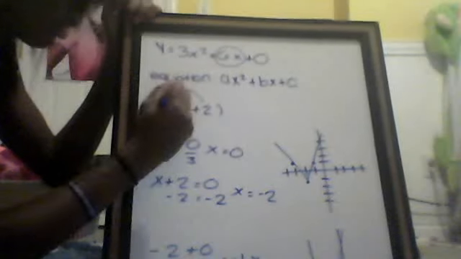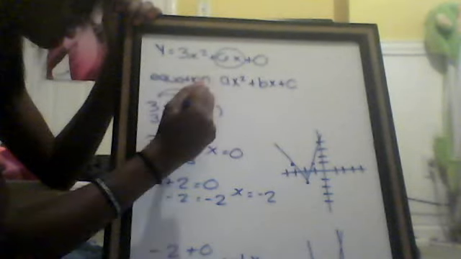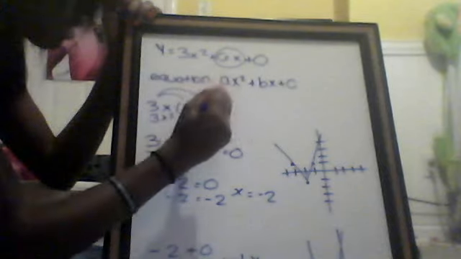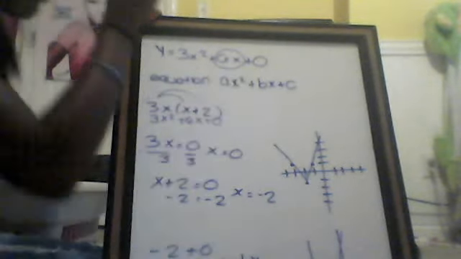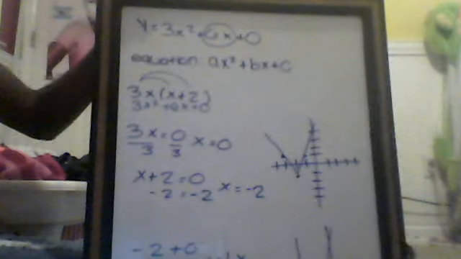So 3, and then x times x gives you 3x squared, and 3 times 2 gives you 6x, which also gives you this equation here, plus your 0 if you want to see the value. Okay, so after you've factored your quadratic function, then you have to calculate its vertex point.